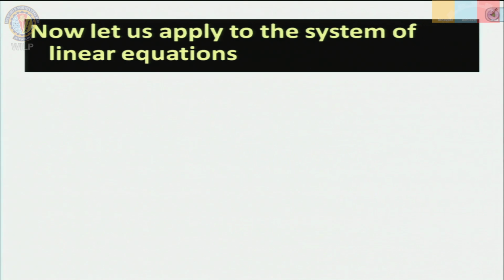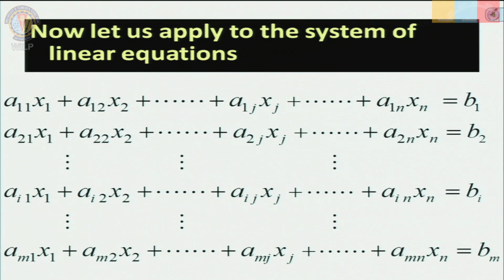Suppose we have m equations in n unknowns. The first equation is a11 x1 plus a12 x2 and so on, plus a1n xn is equal to b1. First equation, second equation, and so on, m equations and n unknowns. We want to solve this system. How are we going to solve it?